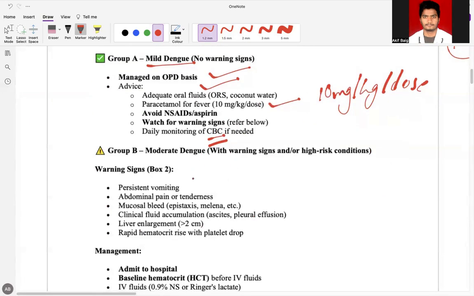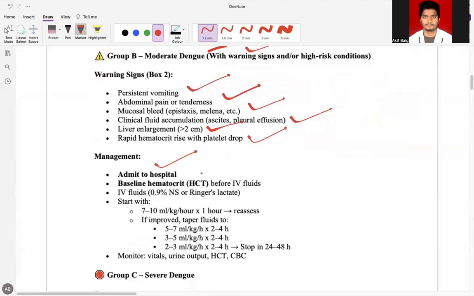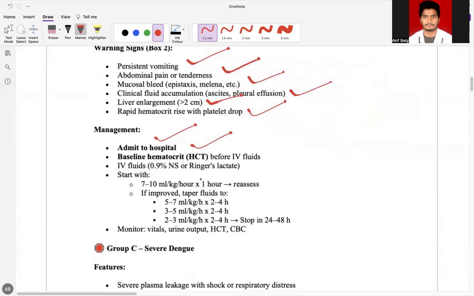Moderate dengue, which is persistent, has warning sign symptoms like persistent vomiting, abdominal pain, mucosal bleed, clinical fluid accumulation such as ascites, pleural effusion, liver enlargement of more than 2 centimeters, and rapid hematocrit rise with platelet drops. This patient you should admit to hospital, do a baseline hematocrit before giving IV fluids to see the response, and start giving fluids as discussed.